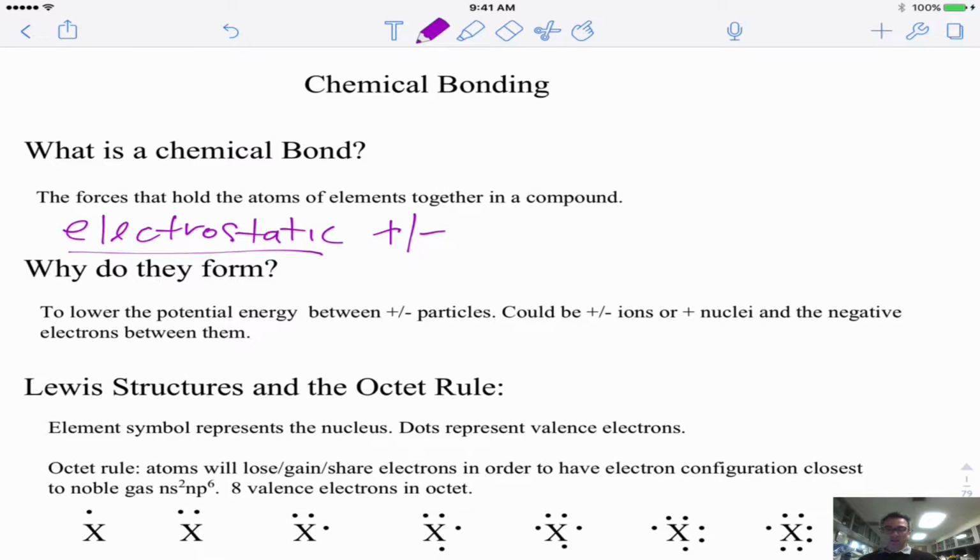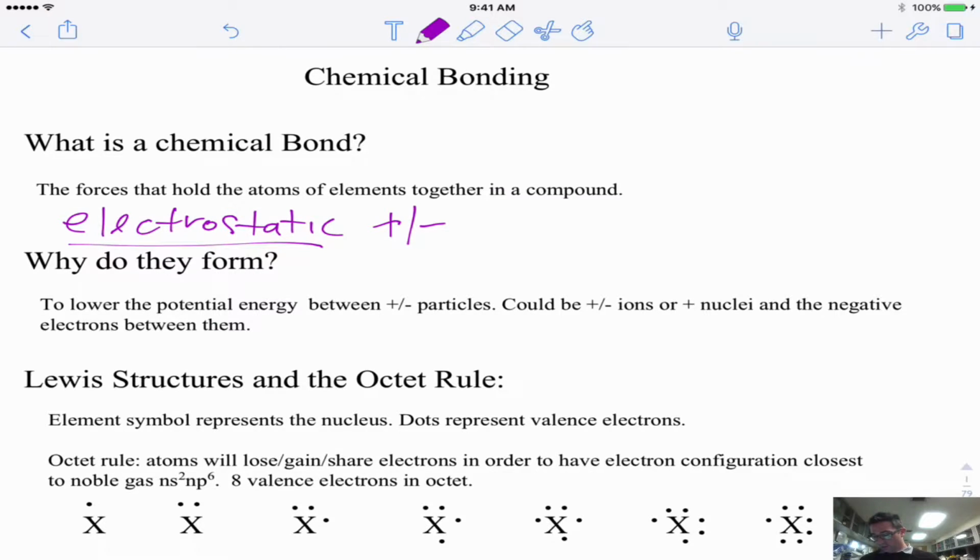Now these form because elements are trying to become more stable, and generally when you form a bond, you are releasing energy. And in a chemical reaction where you break some bonds and form other bonds, you are trying to overall reduce the total amount of energy that you have in the system. Now it doesn't always work that way, but we hope that it does. So again, they form to lower the potential energy.